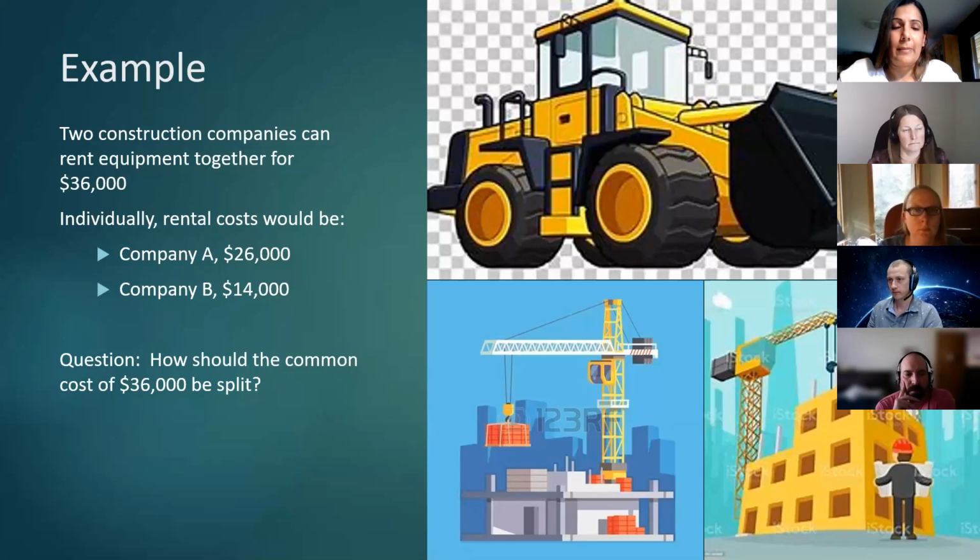And the example that I'm gonna demo is we've got two construction companies, two independent companies building their own buildings, and they need to rent equipment. And they have figured out that they can rent this equipment for $36,000 if they share the expense. Company A will pay $26,000 if they rent it on their own, and company B would pay $14,000. So then the question is, how do you split that common cost, that shared expense of $36,000, if they decide to rent the equipment together?